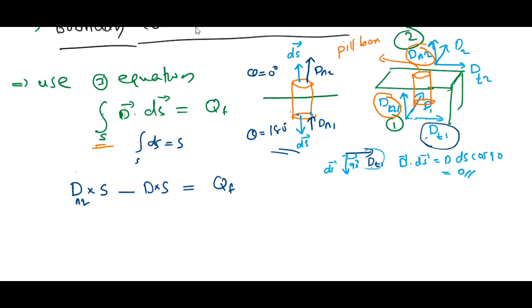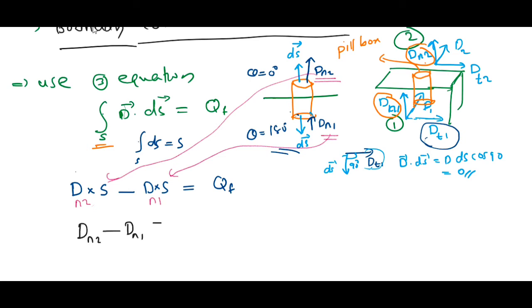See here, this is Dn2, here Dn1, therefore that has to be written here. This should be Dn2, this is Dn1. Therefore the next step, I will write Dn2 minus Dn1 is equal to qf by S.